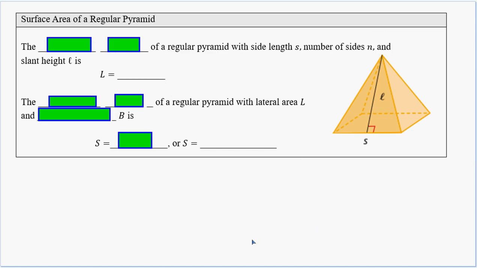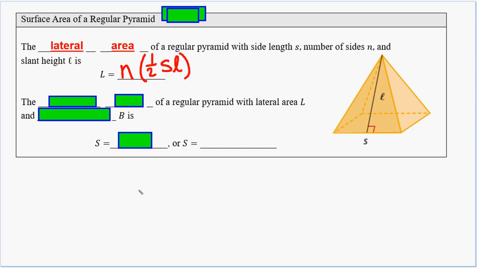Some more fill in the blank. Surface area of a regular pyramid. The lateral area of a regular pyramid with side length S and number of sides N and slant height L is, we saw this already, N times 1/2 S times L.